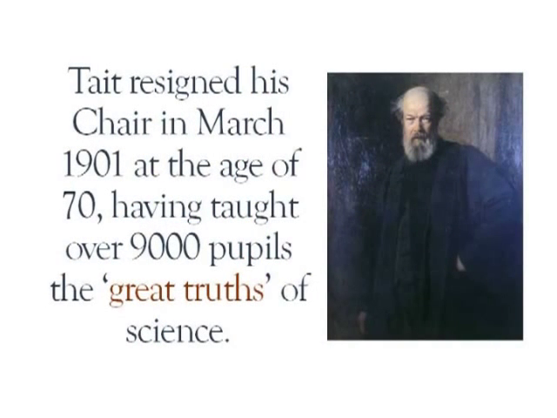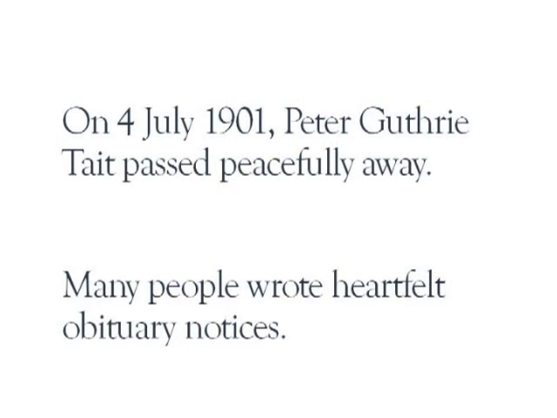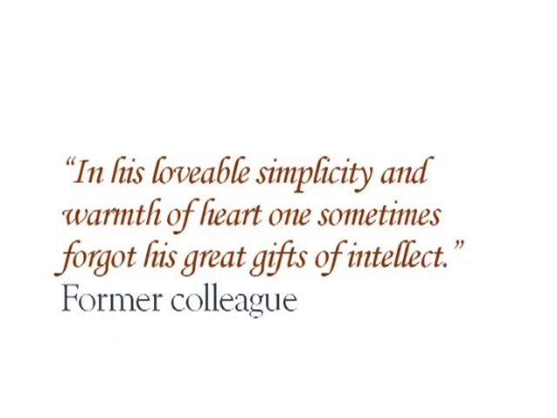Tait resigned his chair only at the age of 70, and he had taught 9,000 pupils at the University of Edinburgh. He taught the sons of the people who originally came there, and he still is renowned as being one of the best lecturers we've ever had, and died just a few months later on 4th of July. And there were a few heartfelt obituary notices I just want to show you. In his lovable simplicity and warmth of heart, one sometimes forgot his great gifts of intellect. He's not a man that we still remember today, despite the wonderful things that he did.